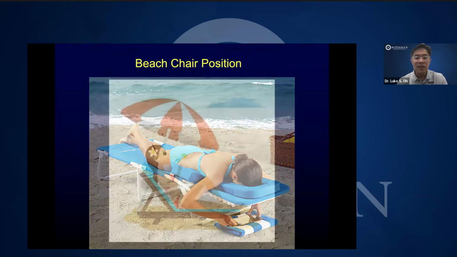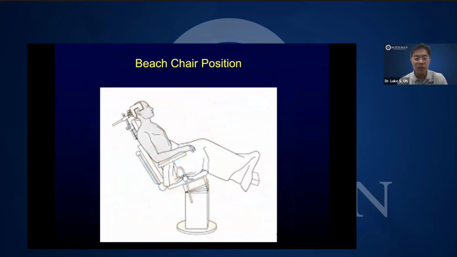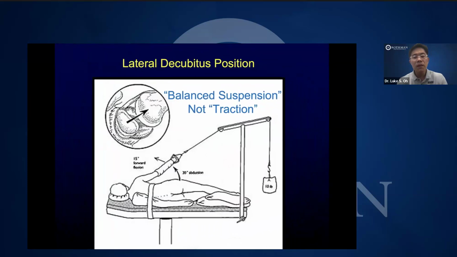So when we talk of the beach chair position, this is not the beach chair position we mean, but rather this type of a position, and in the operating room, the patient's positioned very similarly like so, with the head stabilized. The lateral decubitus position, the patient is laying on his or her side, and the operative extremity is placed on a balance suspension, so that they can have some gentle separation of the humeral head from the glenoid and giving us that open space.